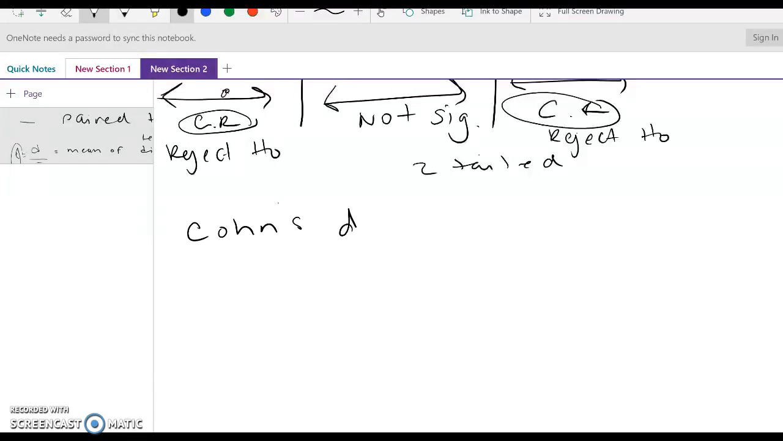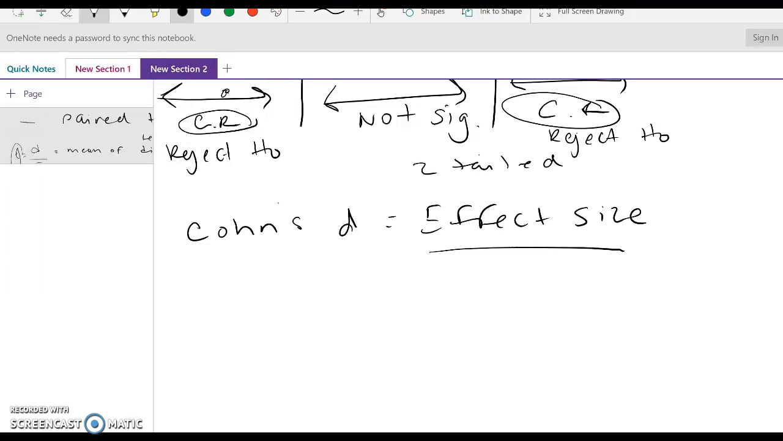Cohen's D, which is a guy who came up with it. And this tells us the effect size. Now, why do we care about effect size? Well, for a few reasons, okay? So we need power and we need effect size.